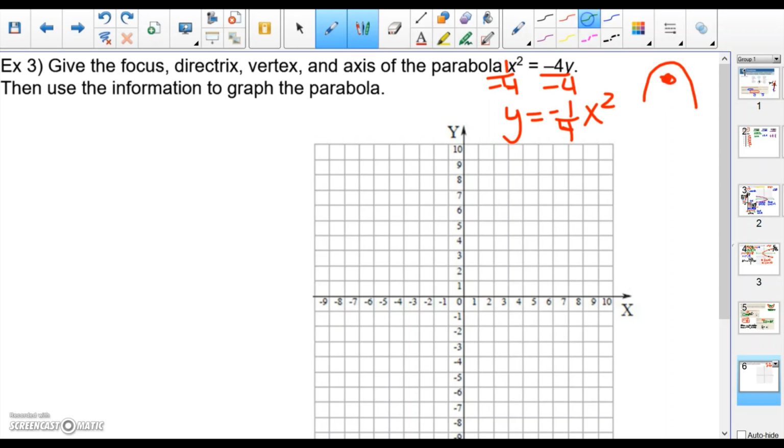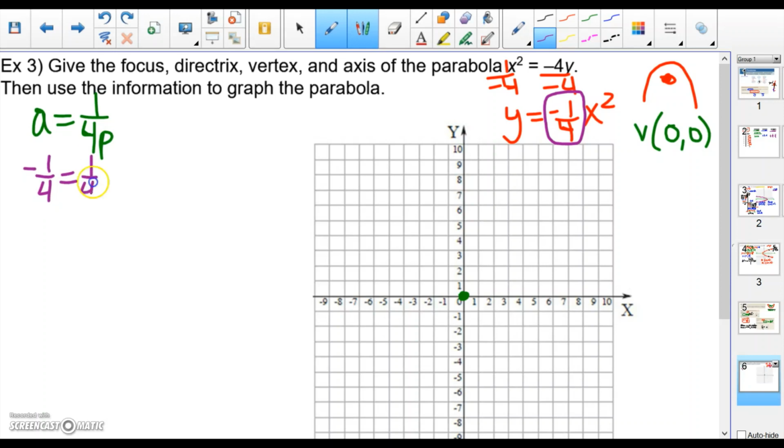You can see the vertex would be at 0, 0. We can already tell that. And we know the vertex is at 0, 0. We know it opens down. We know several different things, but we have to find the directrix and the focus. So use that formula that I gave you, a equals 1 over 4p. And know that a is this coefficient in front of the squared term. So a is negative 1/4. Negative 1/4 equals 1/4p.